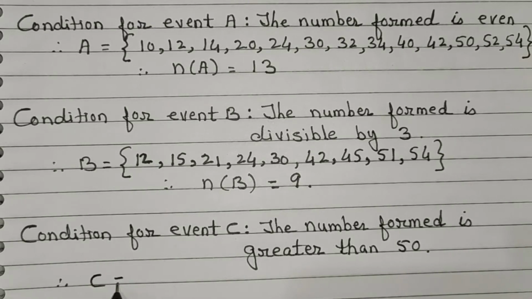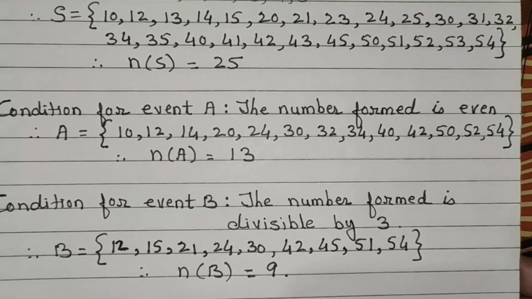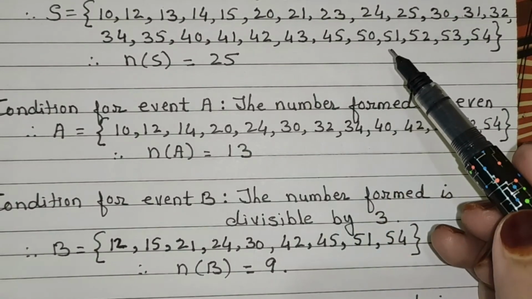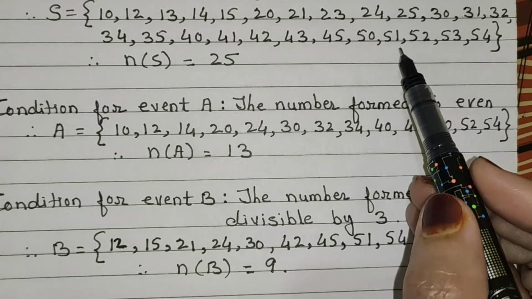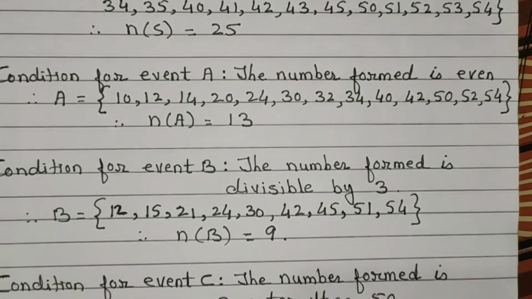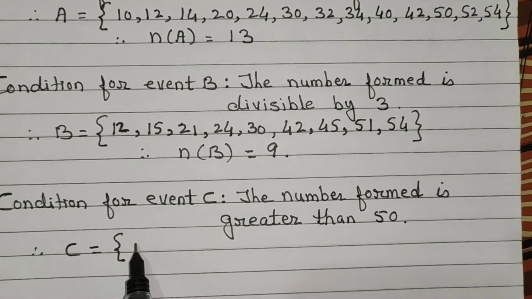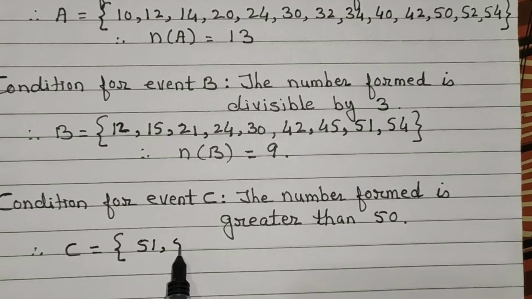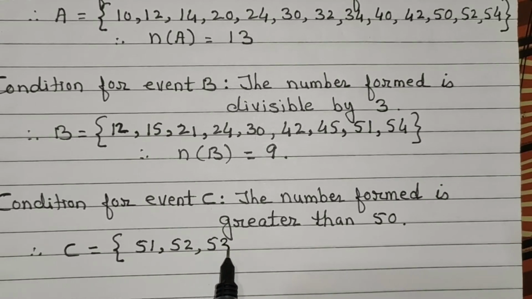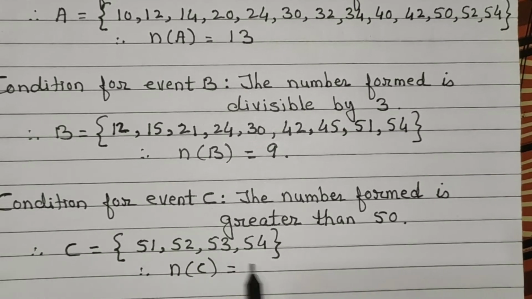Therefore, C is equal to, now look at sample points here. The numbers greater than 50 are 51, 52, 53 and 54. Write down inside the bracket 51, 52, 53, 54. Therefore, n(C) is equal to 4.